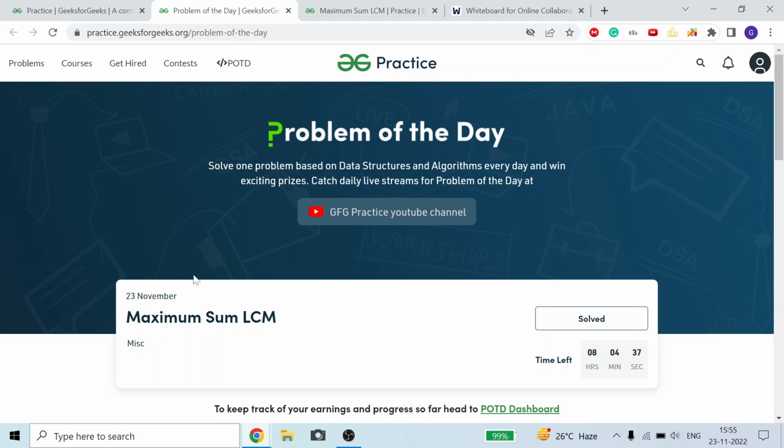Today we are going to discuss this maximum sum LCM problem of GFG.